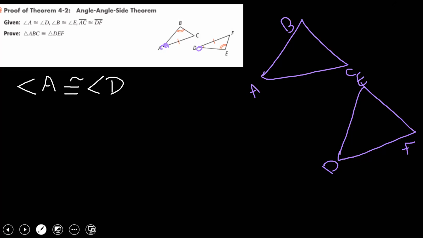So here now, I have A, B, C, and D, E, F. For A, B, C here, I draw them as corresponding. So angle A is corresponding with angle D, and angle B is corresponding with angle E. And also AC is corresponding to DF. This is my two triangles, but I draw them with corresponding sides.